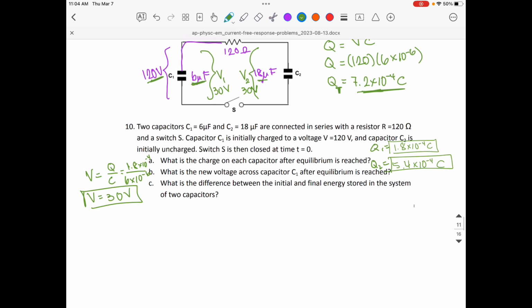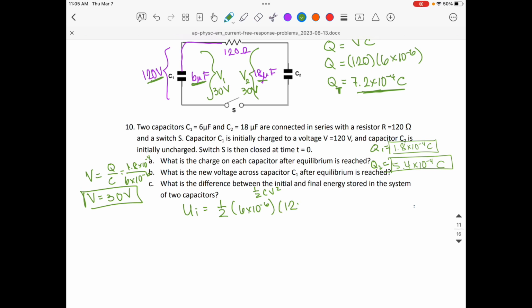Okay, what's the difference between the initial and final energy stored in the system of the two capacitors? The initial energy is equal to just the equation 1/2 CV squared. The capacitance is 6 times 10 to the negative 6 for capacitor 1, because all of the voltage is originally in capacitor 1.